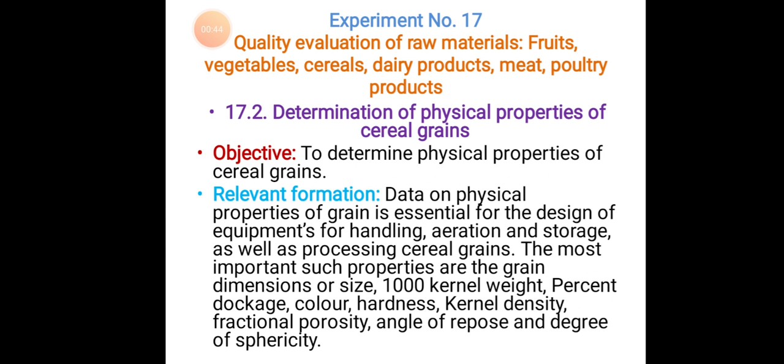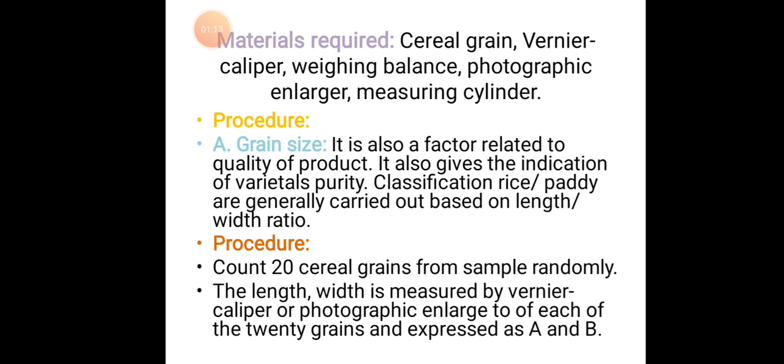Relevant information: data on physical properties of grain is essential for the design of equipment for handling, aeration and storage, as well as processing cereal grains. The most important of such properties are the grain dimension or size, 1000 kernel weight, percent dockage, color, hardness, kernel density, fractional porosity, angle of repose and degree of sphericity. Materials required: cereal grain, vernier caliper, weighing balance, photographic enlarger, measuring cylinder.